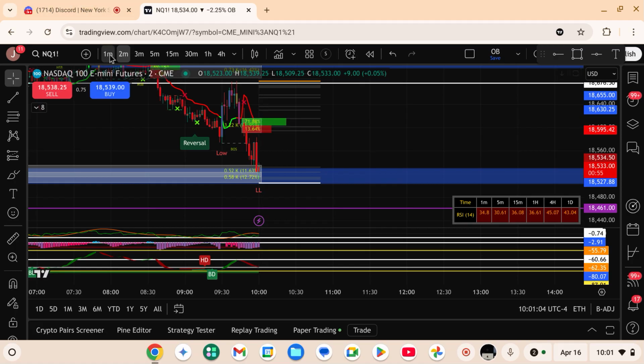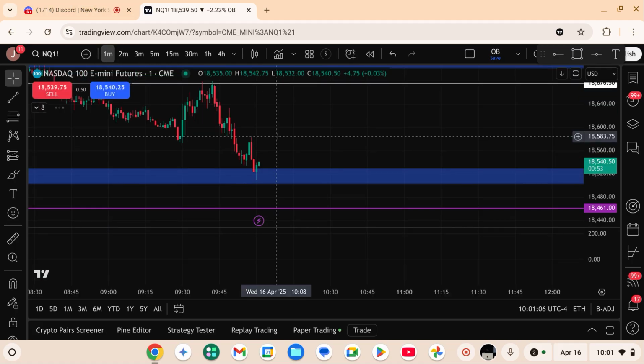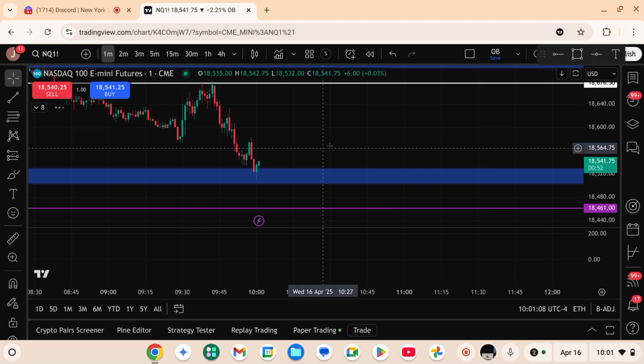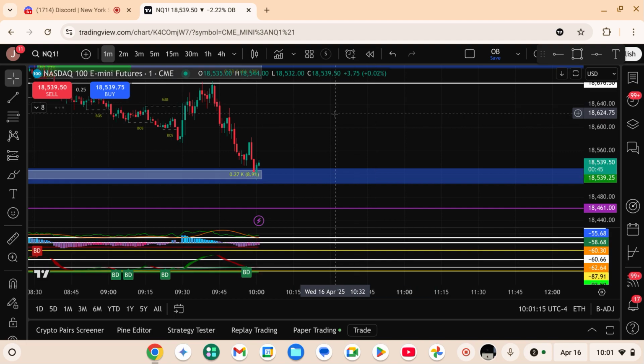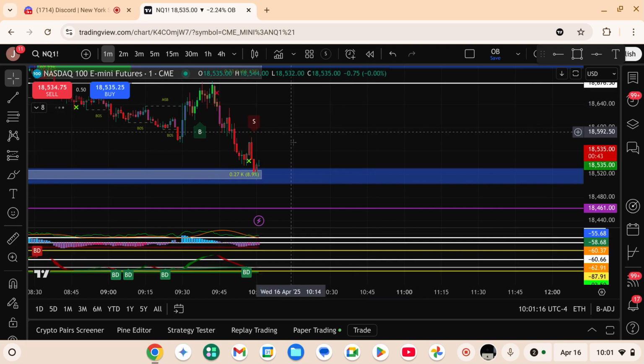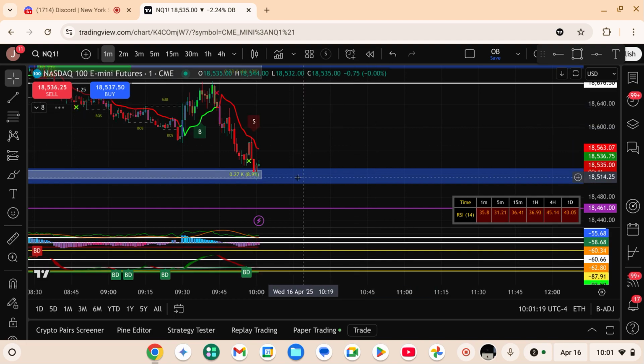Show when the magnet strat. Oh yeah, I had to do that. When you know the magnet strat, I'm gonna teach you the magnet strat, man. I'll do that at the end. I'll show him how it's done.